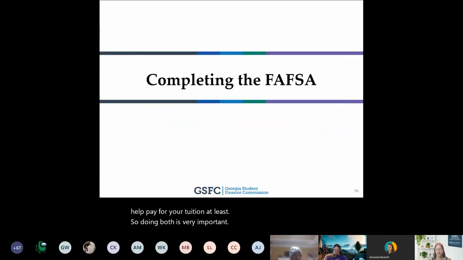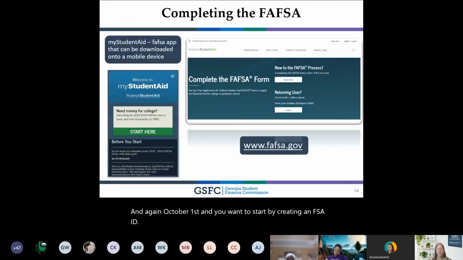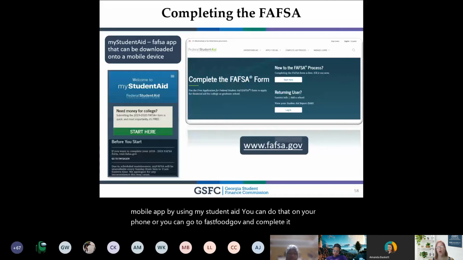So let's talk about completing the FAFSA. The first thing is it's free, so don't pay anybody to do it for you. And again, it opens October 1st, and you want to start by creating an FSA ID. Now, there are two ways to complete the FAFSA. You can do it by a mobile app by using My Student Aid. You can do that on your phone, or you can go to FAFSA.gov and complete it there. The screenshots that I'm going to show you are from the website. Same data, just a different look. So you'll still be able to use this information while you're doing it on your mobile app if you choose to do that.